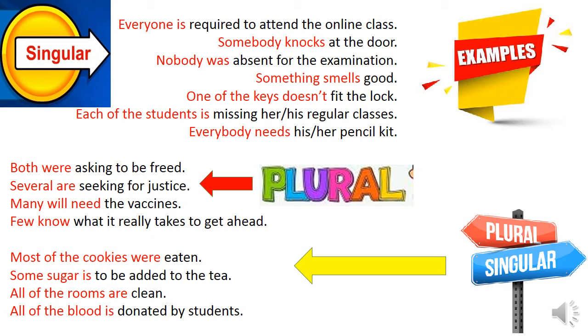And the last one, there are some indefinite pronouns which actually take plural or singular verbs after them. Most of the cookies were eaten. Some sugar is to be added to the tea. All of the rooms are clean. All of the blood is donated by students. So you can see the usage there: depending upon the noun which is specified, the verb is also followed.